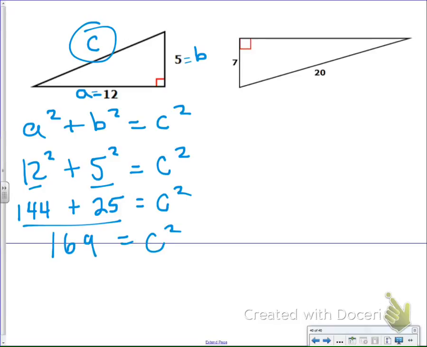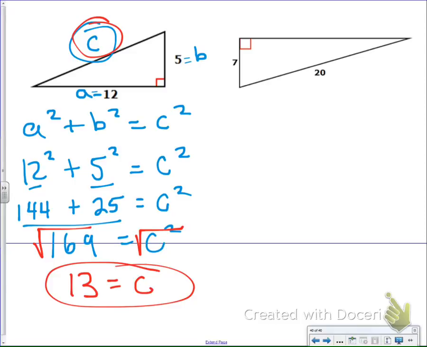Now, I'm not done yet because that is c squared, and I'm looking for c. So to get rid of that squared, I need to undo it, and I'm going to undo it with a square root. Square rooting it is the opposite of squaring it and takes that out. So if I do it to that side, I have to do it to this side. And the square root of 169 is 13. And so that is my missing side. And I know that's true because 13 is the longest side on here. It's bigger than 12, it's bigger than 5, and so I know that's my hypotenuse.